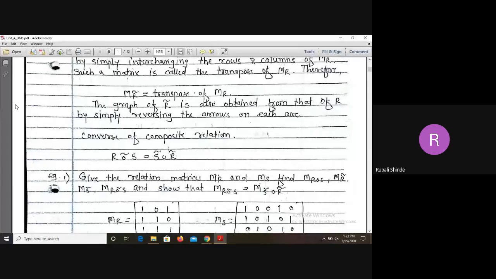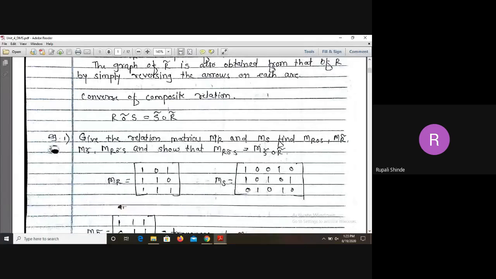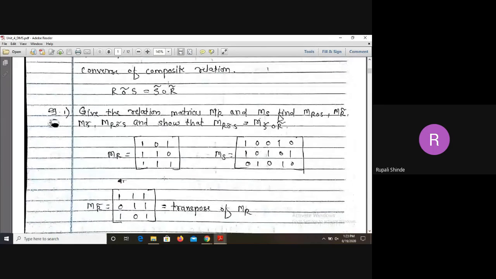Okay, so one by one we are going to solve all these problems. So MR. What is the meaning of this MR? This is the matrix for relation R. MS means what? Matrix for relation S. Okay. So first of all we have to find MR, that is the matrix for R composition S.